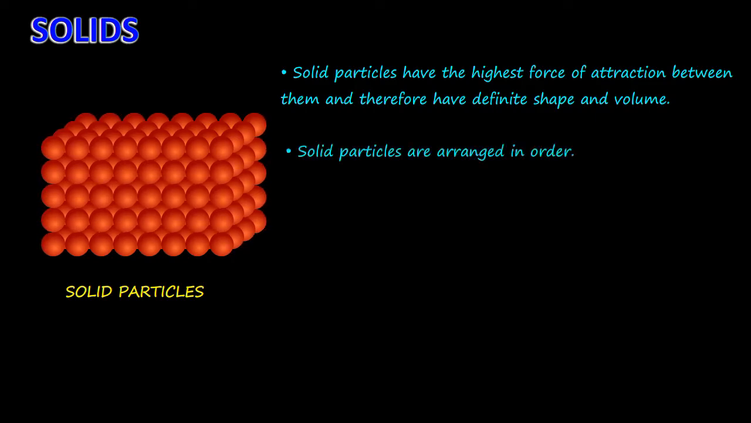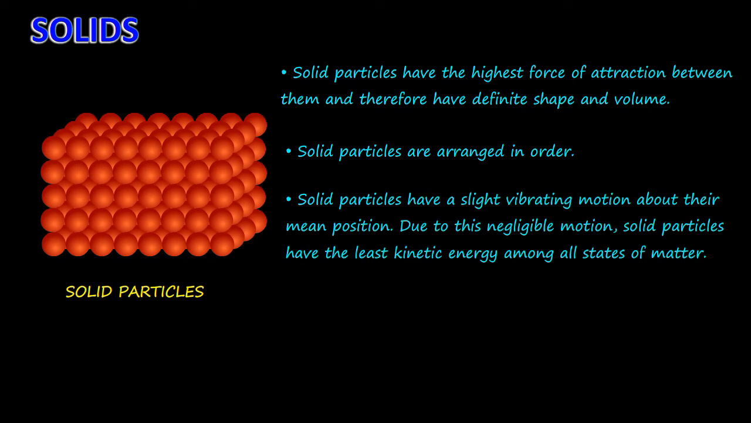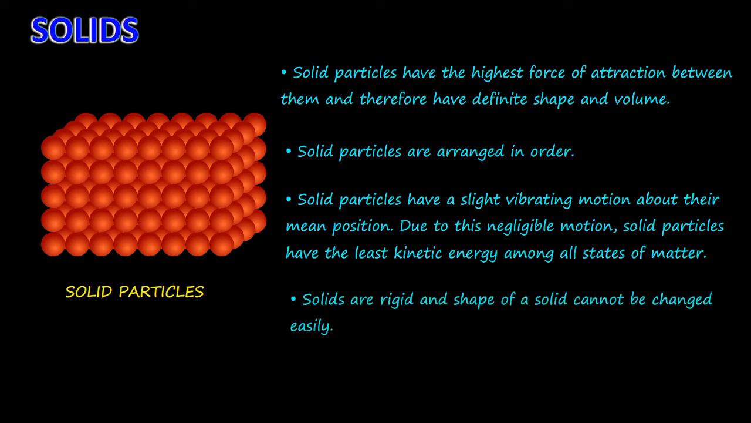They are arranged in order. Each particle has a fixed position with respect to the other particles in the solid. These particles do have a slight vibrating motion about a mean position. Due to this very slight motion, solid particles have the least kinetic energy among all the states of matter. Therefore, one can say that solid is rigid. The shape of a solid which is rigid cannot be changed easily.